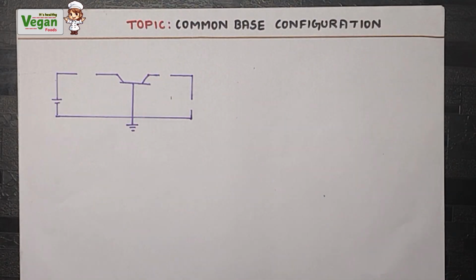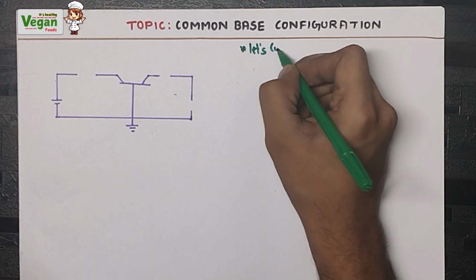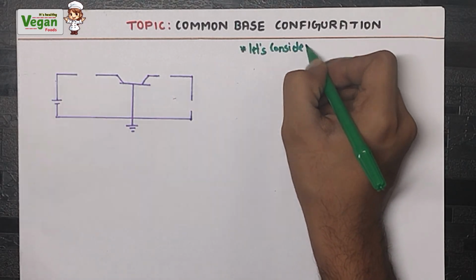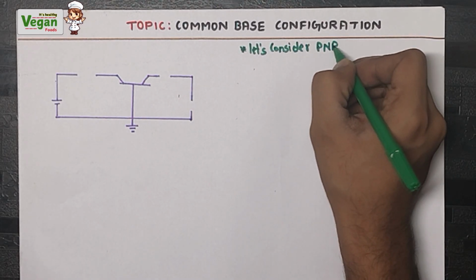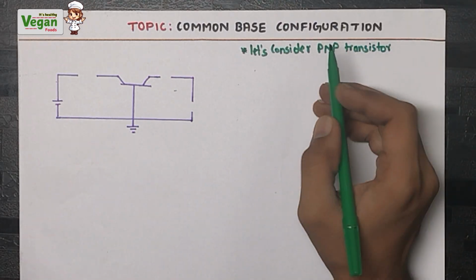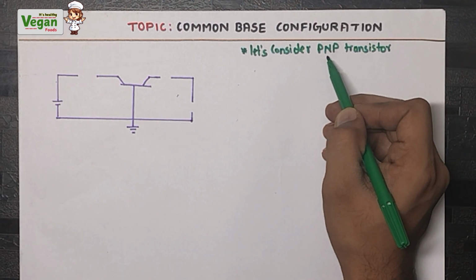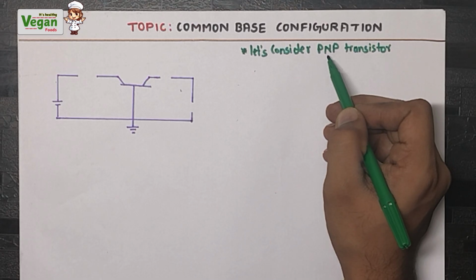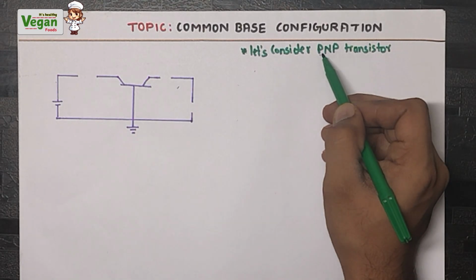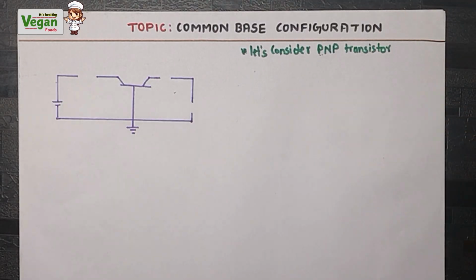Let's consider a PNP transistor. What is a PNP transistor? The transistor is made up of combining two P type semiconductors and one N type semiconductor, that is PNP: P type semiconductor, N type semiconductor and P type semiconductor. This type of transistor is called a PNP transistor.